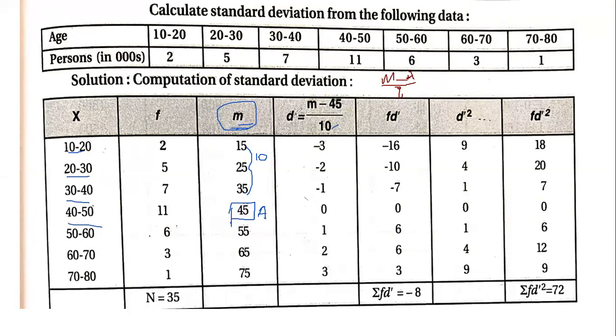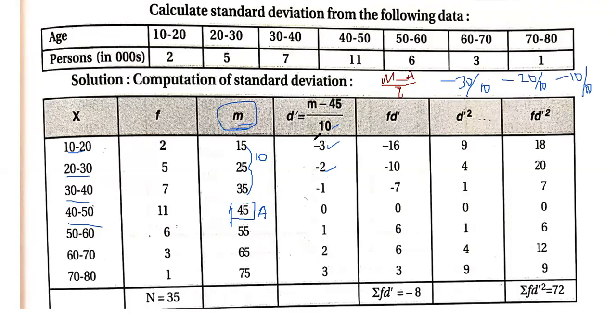15 minus 45 will give you minus 30. Minus 30 divided by 10 is minus 3. 25 minus 45 will give you minus 20. Minus 20 by 10 will give you minus 2. 35 minus 45 will give you minus 10. Minus 10 by 10 is minus 1. 45 minus 45 will give you 0. 0 divided by 10 is 0 again.